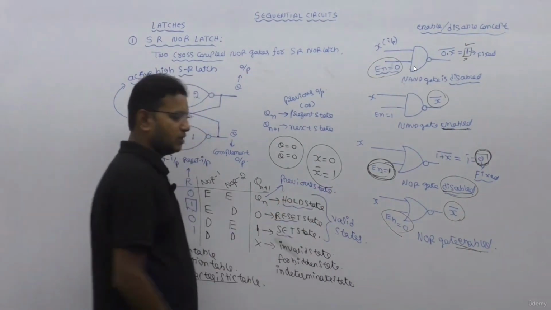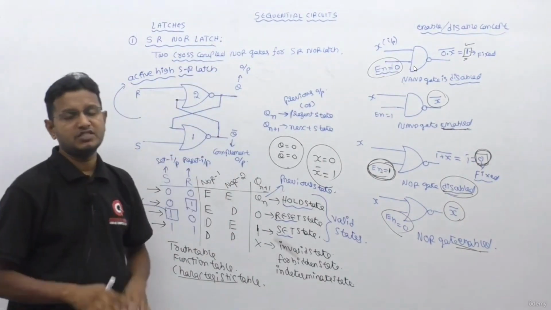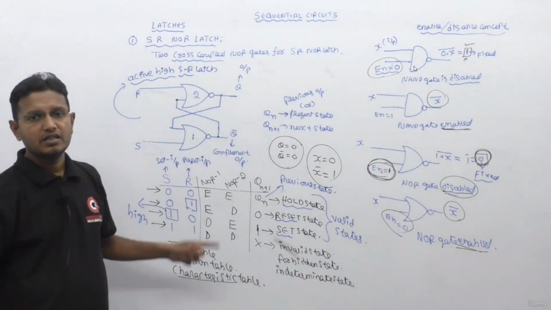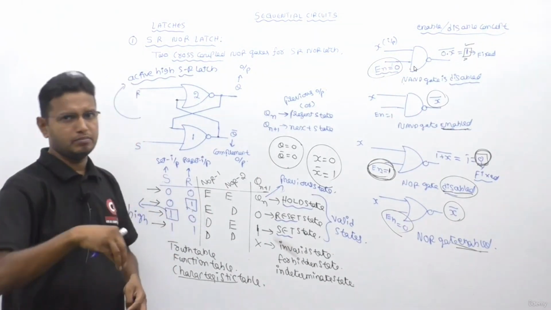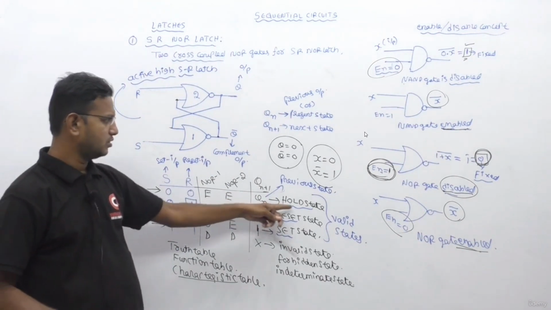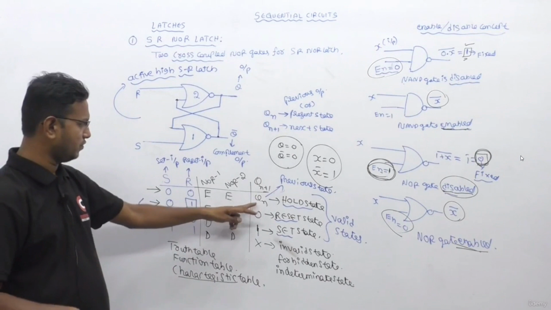That means if you want the device to hold the same state without changing the state, then you give S equal to R equal to 0. The device will hold the same bit, either 0 or 1, whatever it is. Okay, the previous value. So the next value will always be the previous value. The bit is not changing. That is the meaning of the first thing.